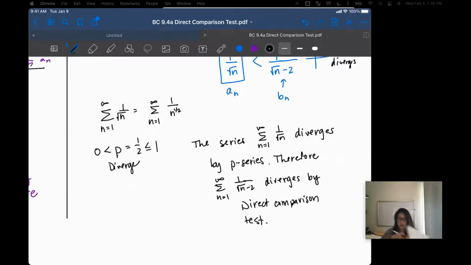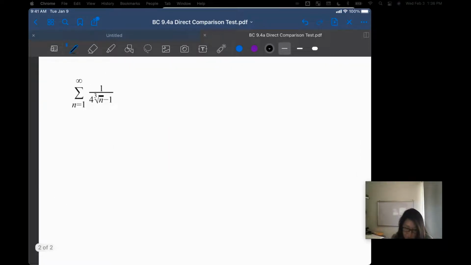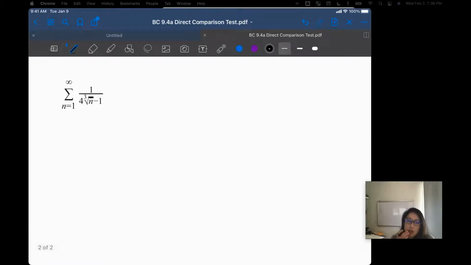Okay, last example for today. Okay, here's the deal with this one. I have the sum as n equals 1 to infinity of 1 over 4 times the cube root of n plus n minus 1, excuse me. It seems like I'm going to test some things out. Okay, so if you're not sure what's happening in a series, just expand it.